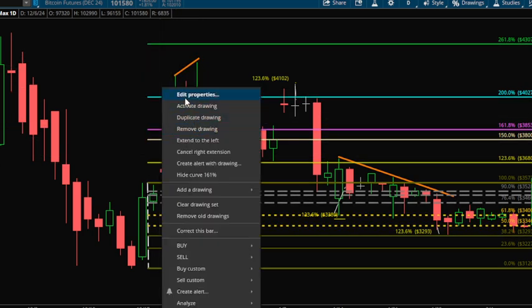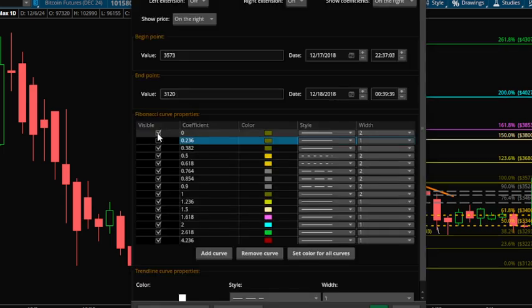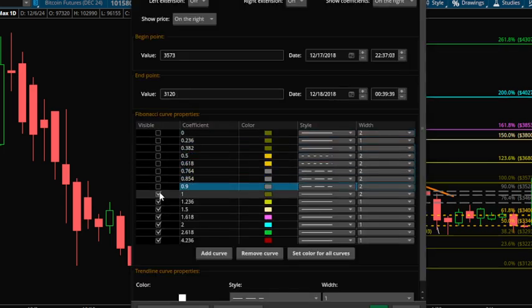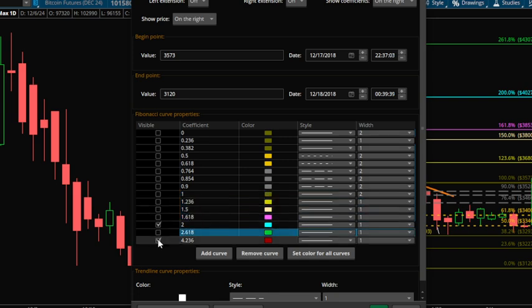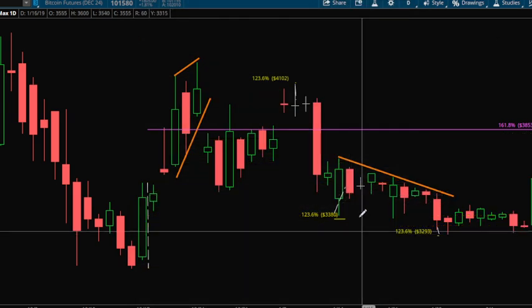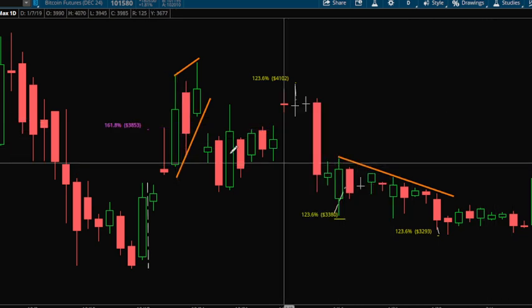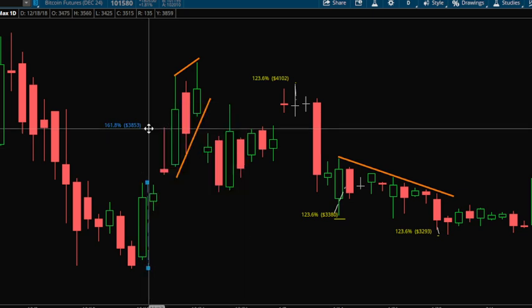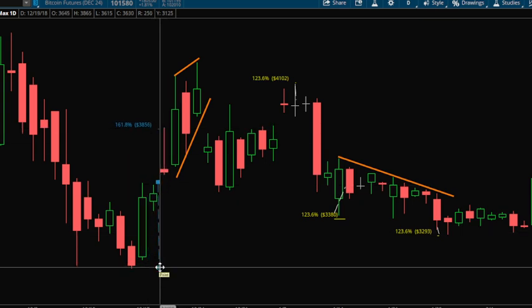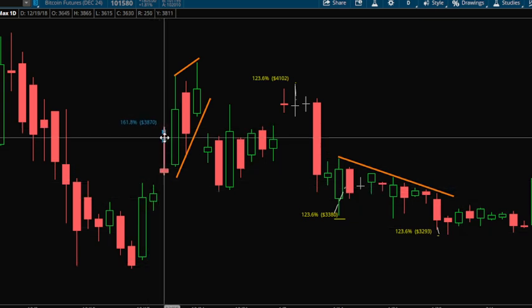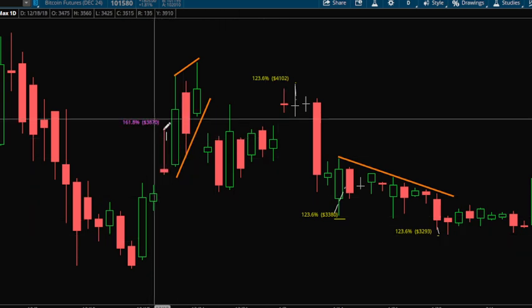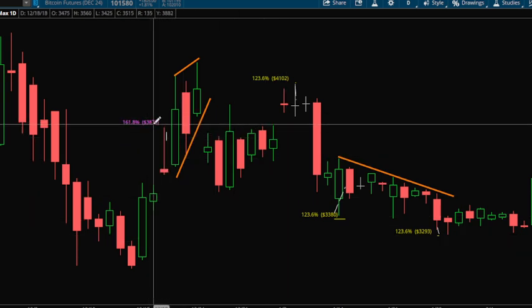So it's what I'll do. I'll edit the fib here, take out everything that doesn't affect us. Then we'll cut off the extension. We're so early in the move, we don't need that fib to continue for future price action. So we're going to cut the right extension off. We're just going to move it closer to what the fib actually is, right here. All right, so we can come back later and quickly analyze that this is your first move.